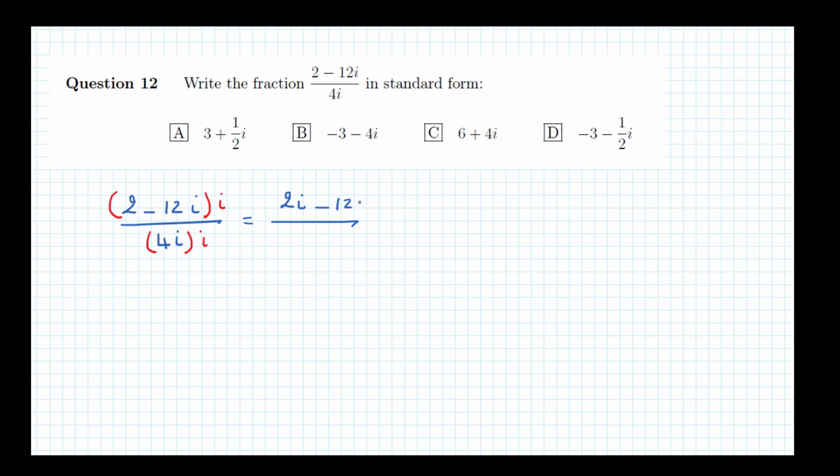So 2 times i equals 2i, minus 12i times i, this is minus 12i squared, and for the denominator it's 4i squared. A small simplification: we have i squared equals negative 1, so the fraction will be reduced to (2i plus 12) divided by negative 4. Now if we split this fraction in two parts, we have 12 divided by minus 4, which is negative 3, and 2i divided by minus 4, which is minus half i. So the answer here is D.